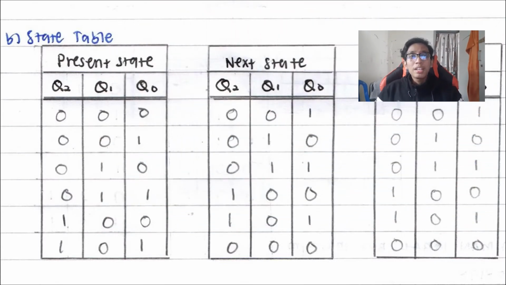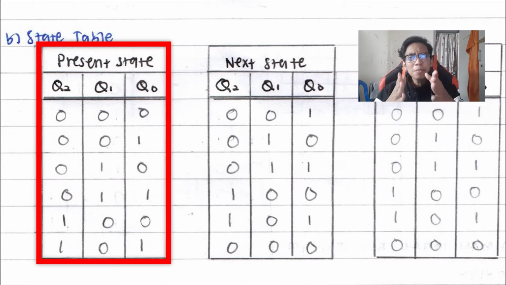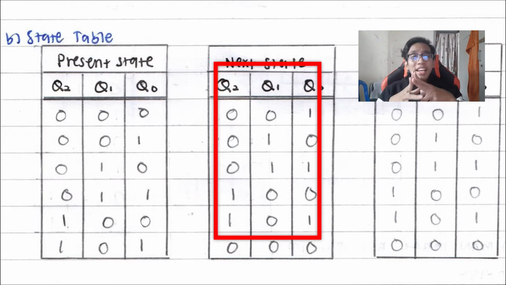So, the second step in making a MOD-6 synchronous counter by using the flip-flop is to make a state table. In this state table, there are 3 different types of tables. The first one is the present state table. Each table in this state table is categorized in columns as Q2, Q1, and Q0. So, let's go back to the present state table. In this present state table, we need to arrange the binary numbers by following the state diagram from 000 to 101.